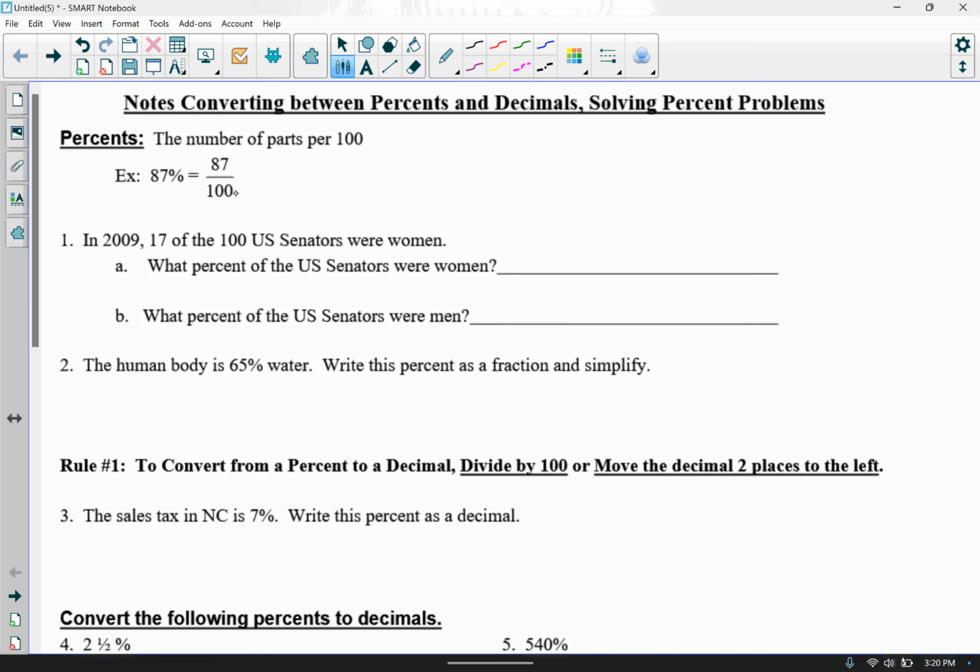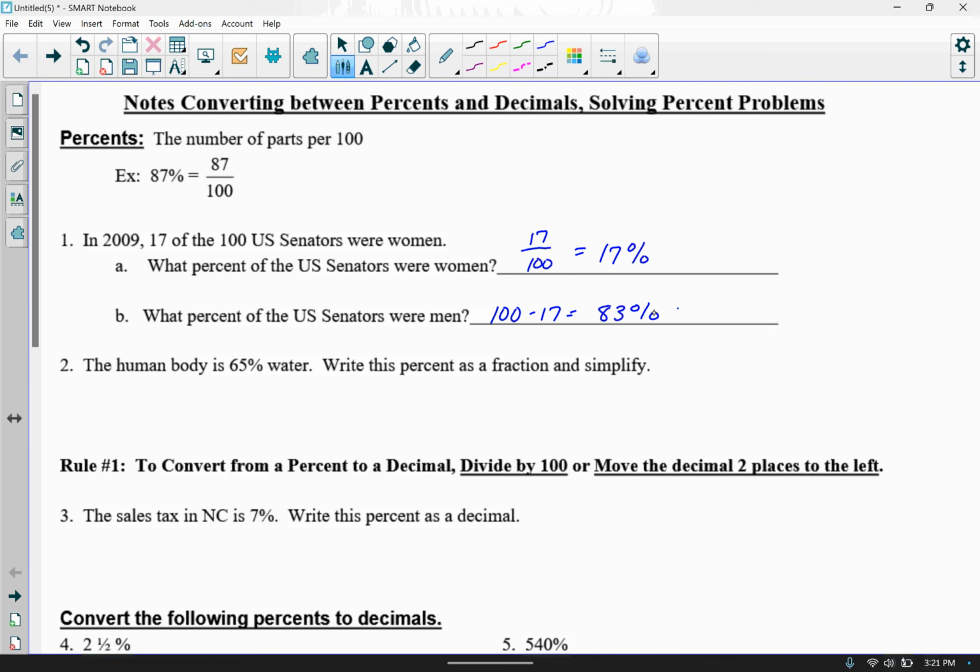It says in 2009, 17 of 100 U.S. senators were women. Part A wants to know then what percent of our U.S. senators were women. So we know that there were 17 out of 100, and as we just saw, that's equivalent to 17% of the senators at that time being women. Part B wants to know what percent of our senators were men. Well, if we know 17% were women, then we can simply do 100 minus 17, or 83% were men. Okay.